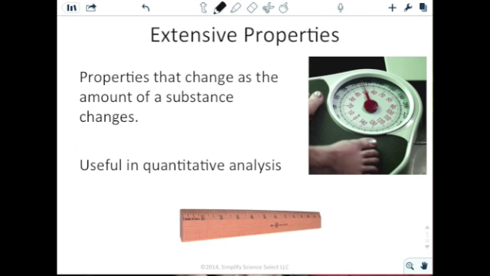So this brings us into the extensive properties. What they are: properties that change as the amount of substance changes. So what we're talking about here is, for instance, mass. When you had more of that modeling clay, that means that you had more mass. The more you added to it, the more mass that you had. This is particularly helpful in quantitative analysis. So if we're looking at how much of something we have, and we see that mass is one way that will vary, that's an extensive property.